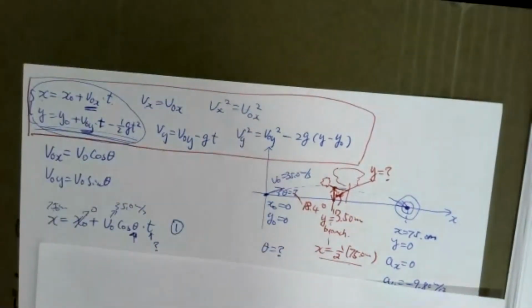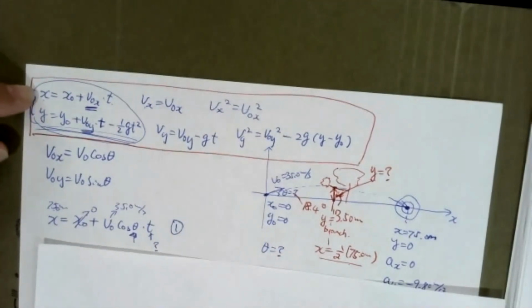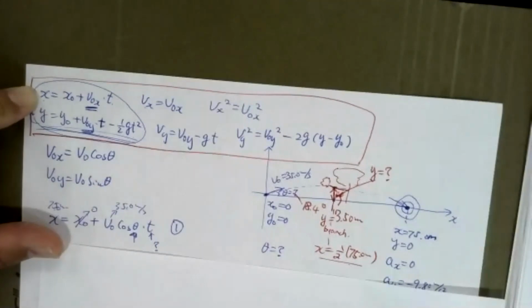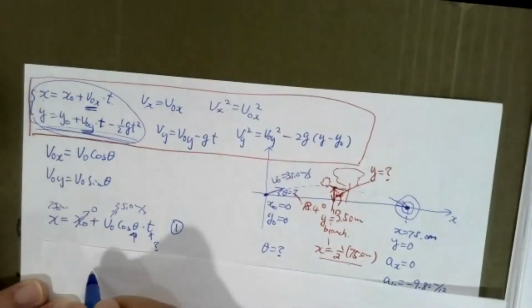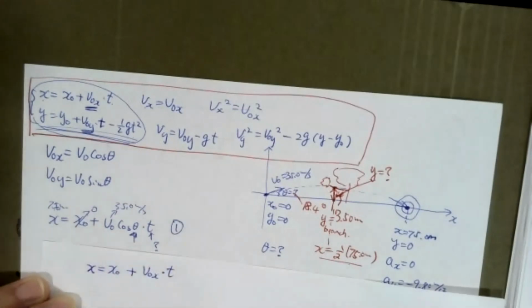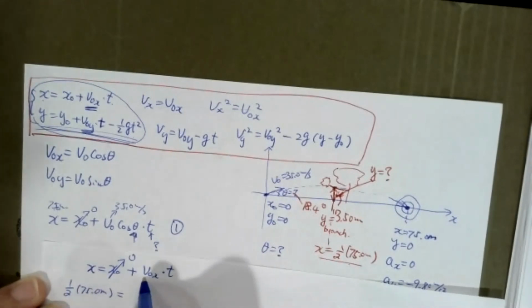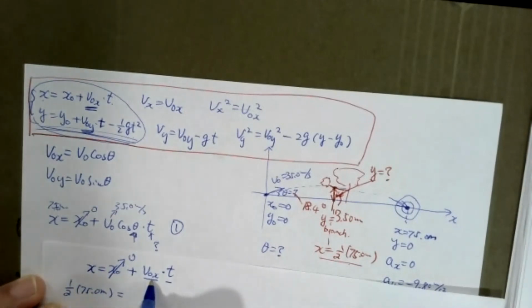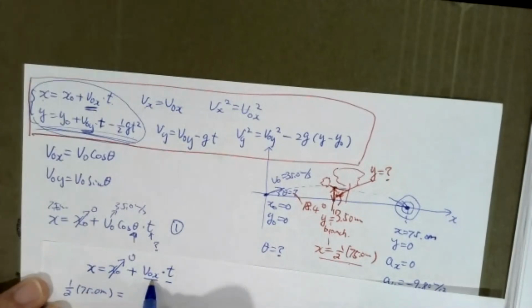Let's do it this way. We are going to look at the first equation because that one has x. The next two are pretty much the same without x. So you set up x equals x naught plus v0x times t to see if you can figure out t. This x naught is 0, and x is half of 75, equal to this times t. So you only need to know your v0x, the initial velocity x component.